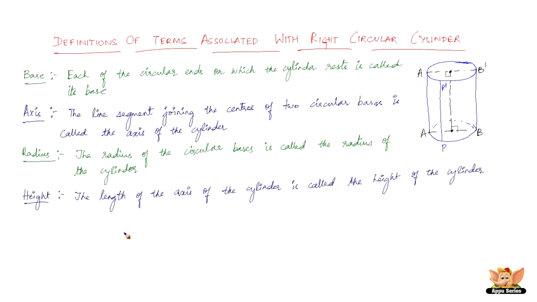Now the next term that we're going to learn about is the height. The length of the axis of the cylinder is called the height of the cylinder. This is a very simple definition. This is the axis, as we've learned before. What is the length of this? That is the height of the cylinder.